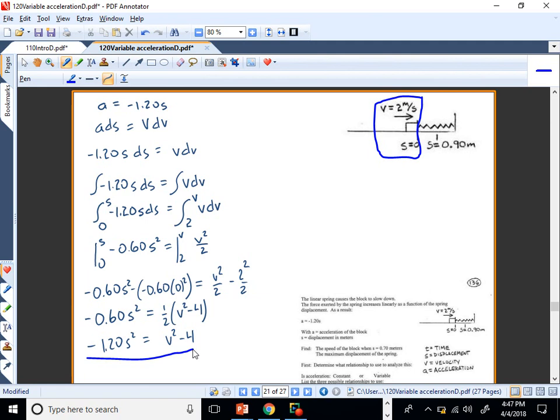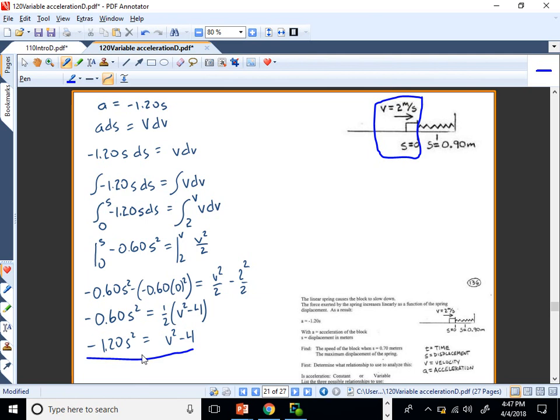Okay. So that got us out of the ds and dv stuff. We wanted to get out of that, and then we watch our limits carefully. They're 0 and 2. It's right there in the sketch. And then we walk it on down there, plug in the limits.